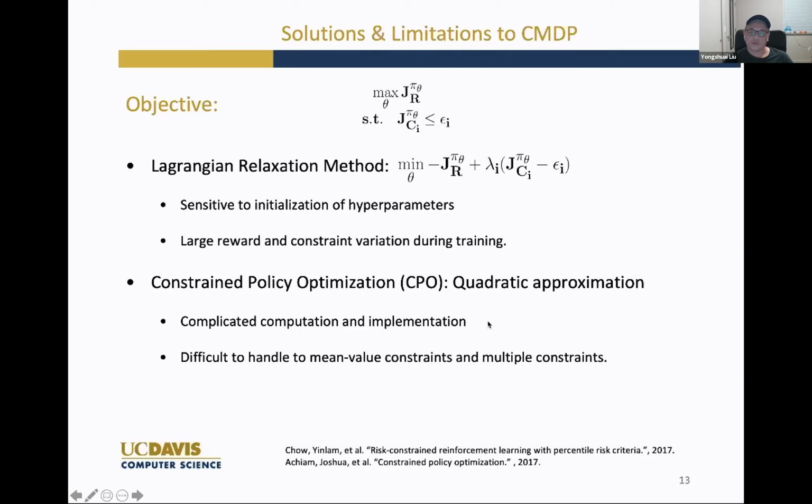Another algorithm is called CPO, constrained policy optimization. It's a trust region method for constrained reinforcement learning, which approximately enforces the constraints in each policy update. It uses an approximation of the constraints to predict how much they might change after any given update, and then chooses the update that both improves performance and keeps the constraint costs below their limits. The limitation of this approach is that it is very complex to compute and implement.